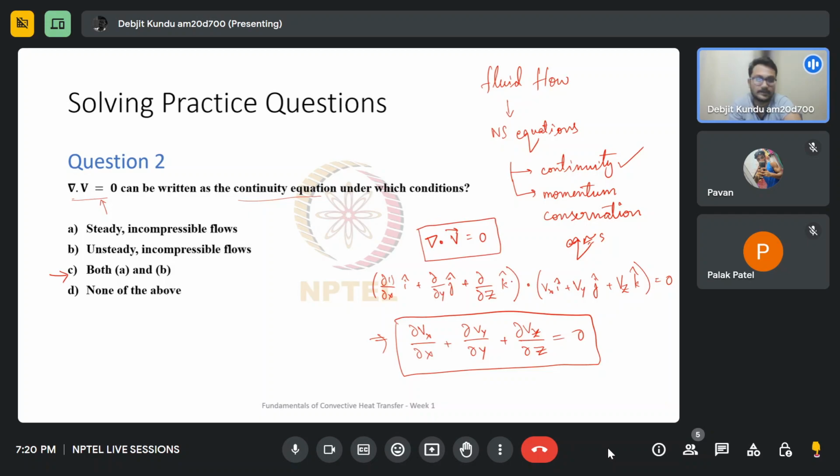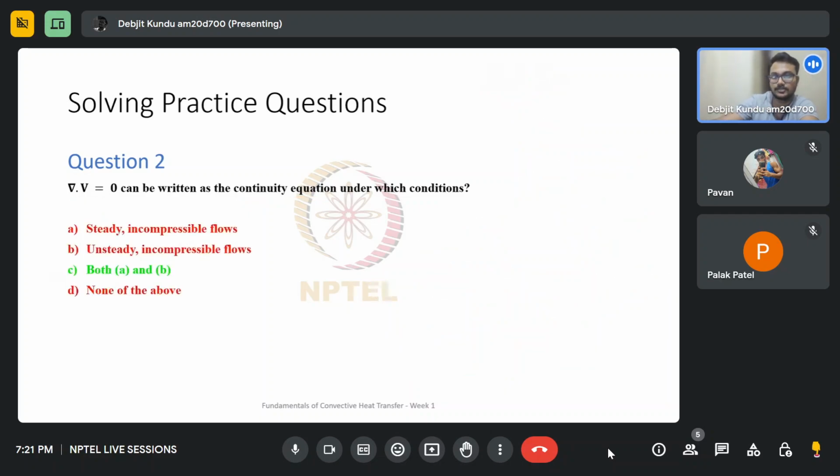This is a more compact way, and this is the expanded way of writing this. So when can this be called the continuity equation? Is it option A, when we are following steady incompressible flows, or option B, when we are studying unsteady incompressible flows, or option C, for both A and B, for both cases we can call it this way, or is it option D, none of the above? Okay, so let's have a look at the solution. The solution is option C, both A and B.